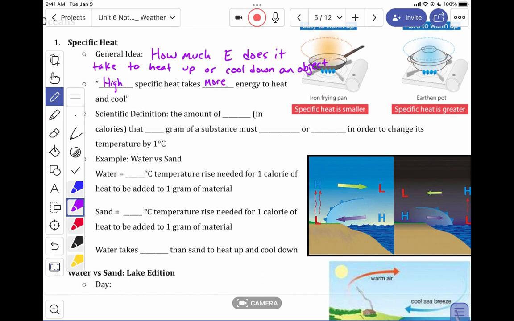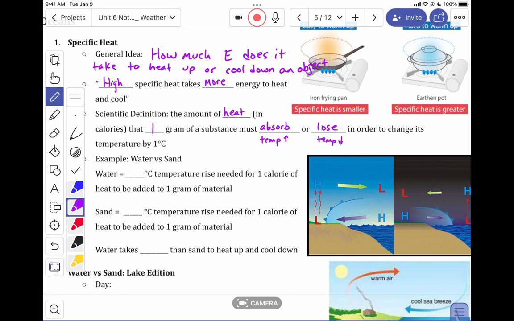So the official scientific definition is the amount of heat, measured in calories, that 1 gram of a substance must absorb or lose in order to change its temperature by 1 degree Celsius. And it works both directions. When something absorbs energy, its temperature goes up. When something loses energy, its temperature goes down. High specific heat, slow to heat up, slow to cool down. Low specific heat, fast to heat up, fast to cool down.